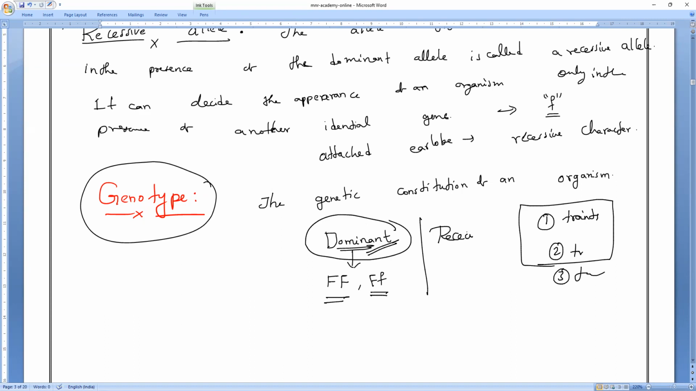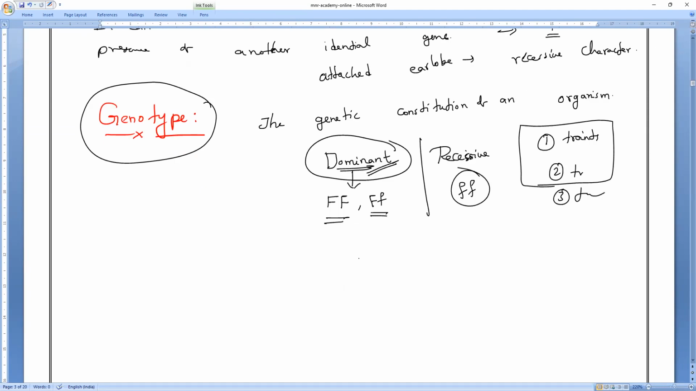Recessive, if they ask you, please remember, there is no two possibilities, only a single possibility. Both must be what? Small letters. That's all. This is the most important point in the entire heredity chapter. If you know this point, you never make any mistakes. Please remember, genotype for dominant has only two possibilities. What are the two possibilities, everybody? Either both capital letters or at least one capital letter. Then it will be the dominant character.